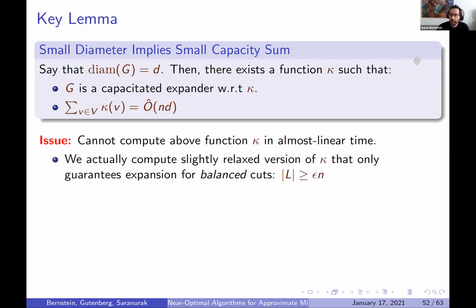The only issue with this statement is that, yes, such a function kappa exists, but we don't know how to compute it in almost linear time. So in the paper, we actually compute a slightly weaker function that only guarantees expansion for balanced cuts. You don't have to worry about this. But the existence claim above really is true as stated.